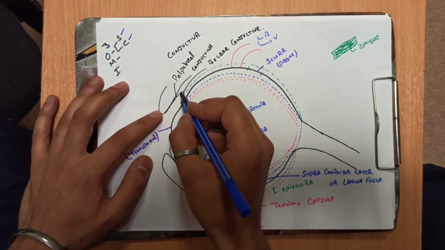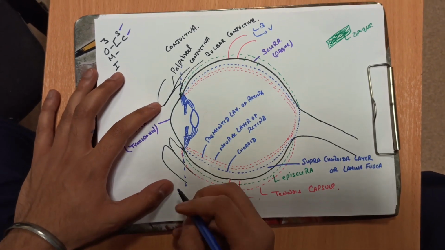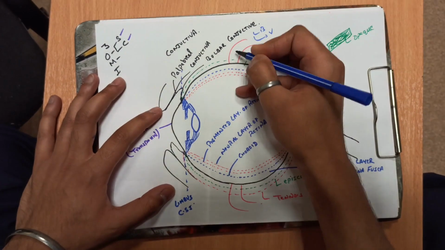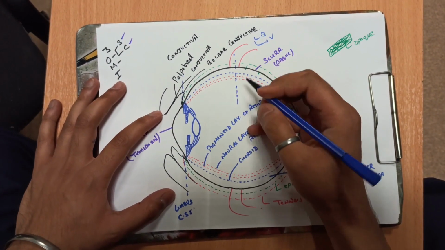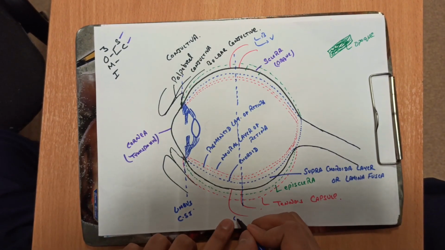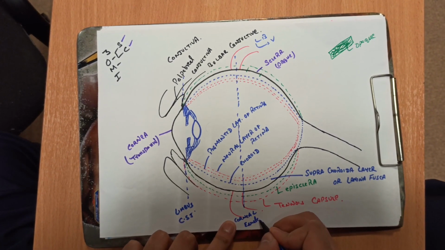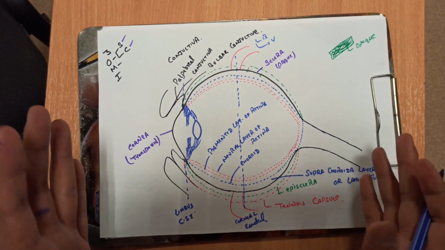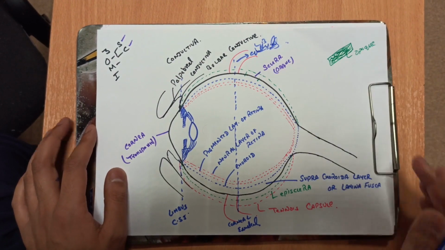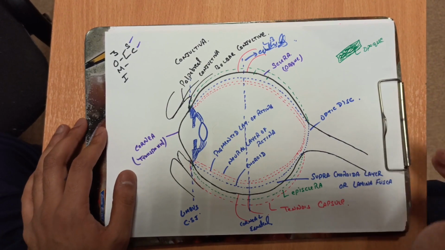Now guys, I have already told that at this junction, this is called the limbus or the corneoscleral junction. This is, you can say, the corneal equator, or an equator line. This part is called the optic disc.